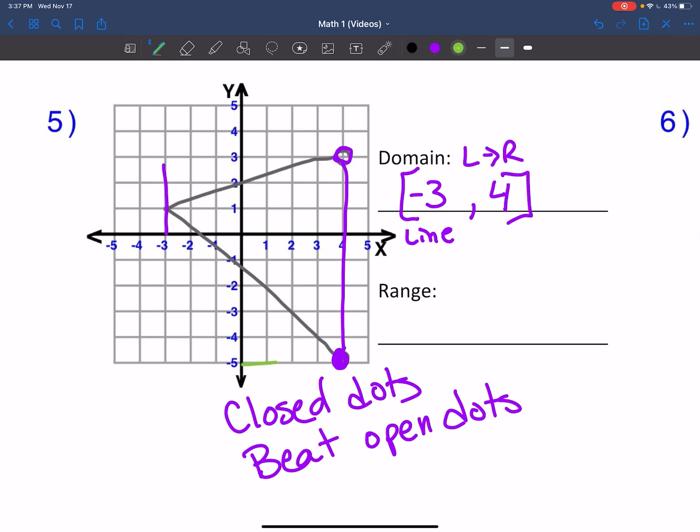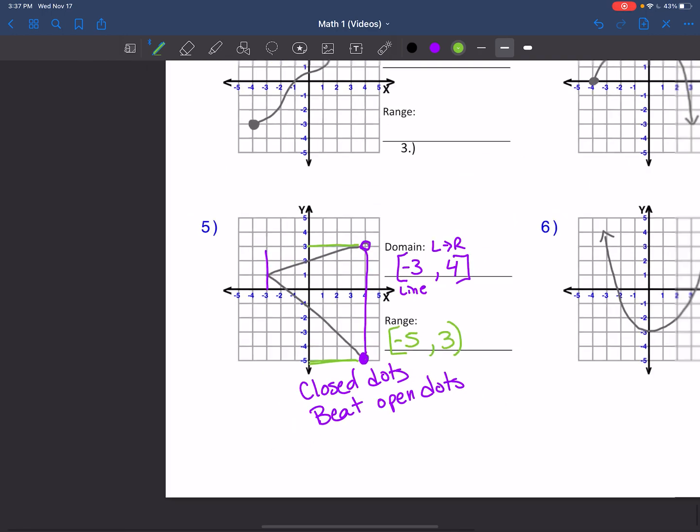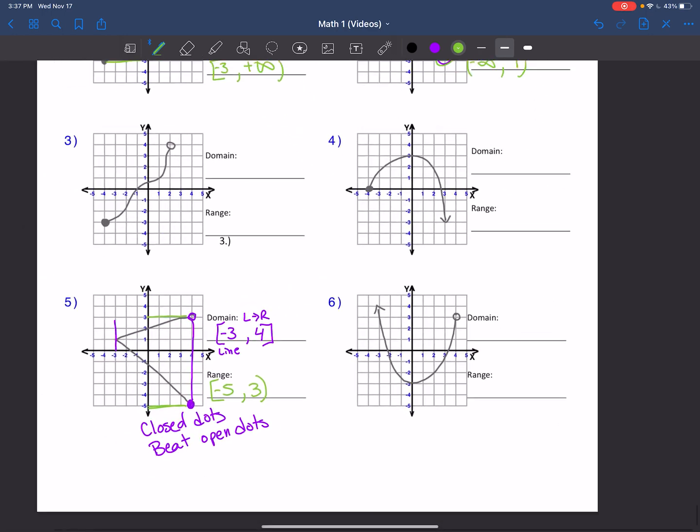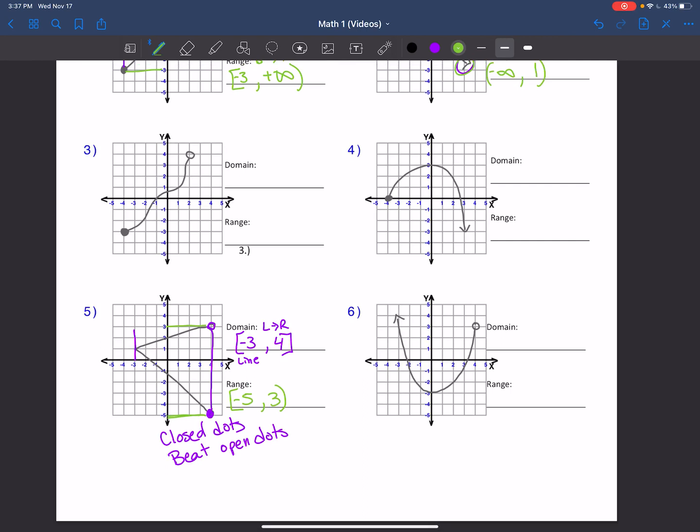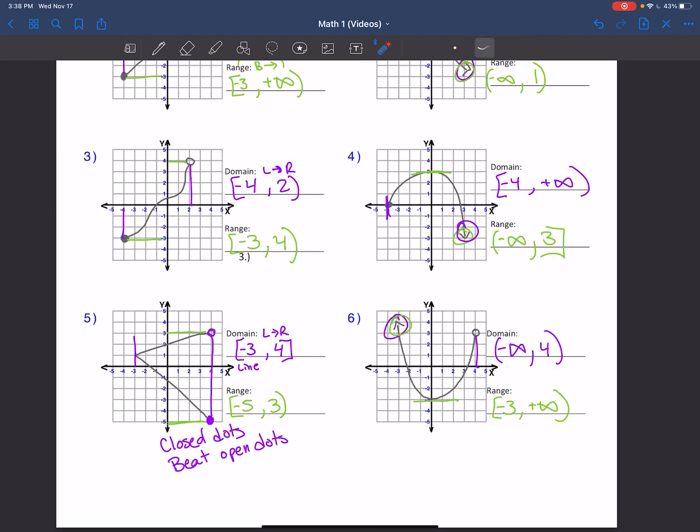The range, the bottommost, is a -5, and we have that closed dot there. Up top, we have a 3 with an open dot, so we use an open bracket. I want you guys to try 3, 4, and 6 on your own and see if you get the same thing. All right, so here are the answers for 3, 4, and 6.